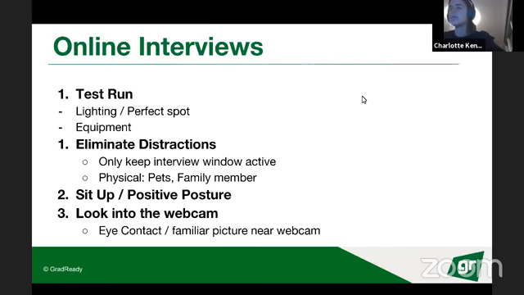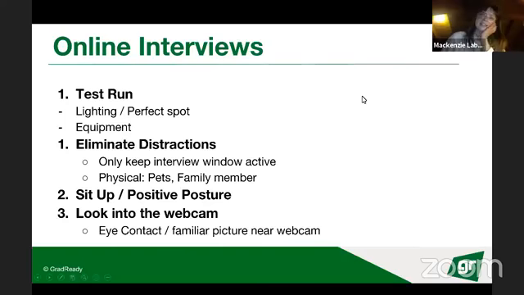Do you have any other tips, Mac? Even dragging the little window with your face in it right below the webcam, then it looks like you're looking at the other person, even if you're looking at yourself.